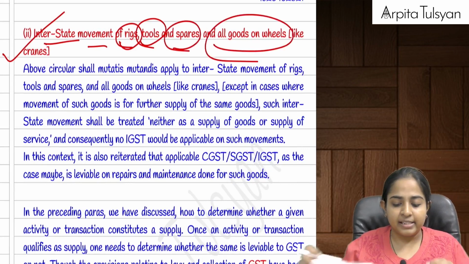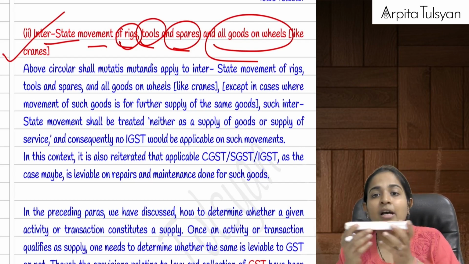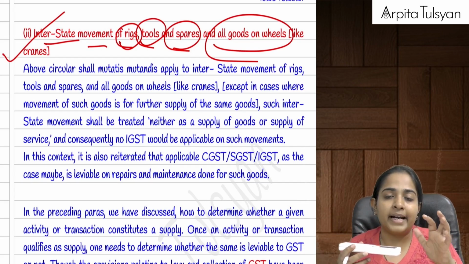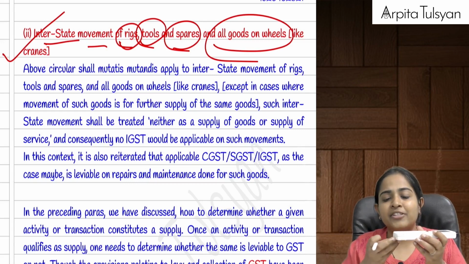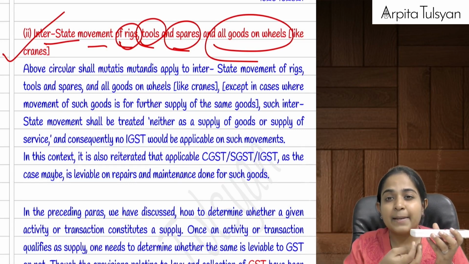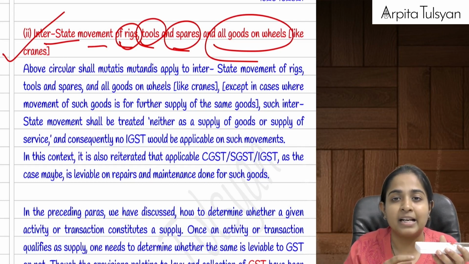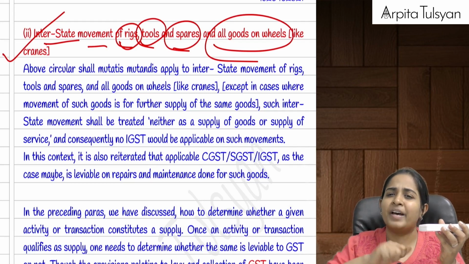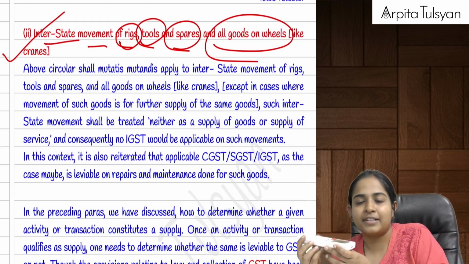Then after that, the next one, similarly, interstate movement of rigs, tools and spares and all the goods on the wheels. Let's take the same example. Let's say there is a particular bus, or any other mode of transport that is going from one place to another. Generally in buses, trucks, trailers, we keep some spare parts. If there is a breakdown of the vehicle, then we can use those spare parts and do the repairing. Means the spares travel from one state to another state.